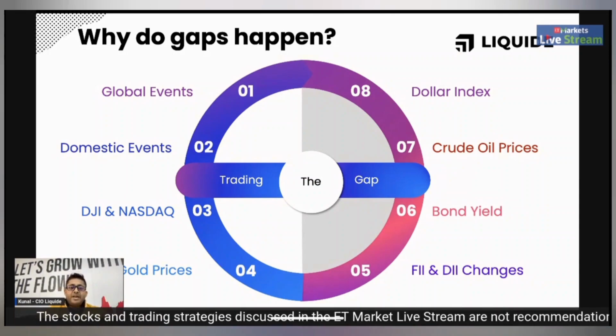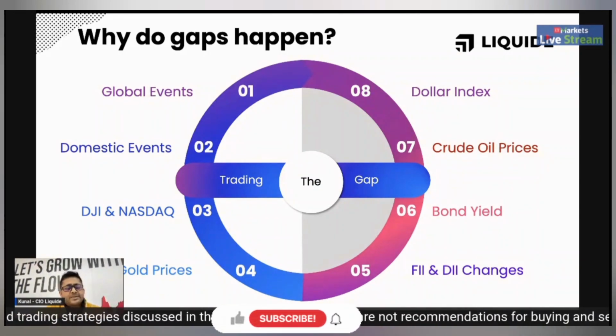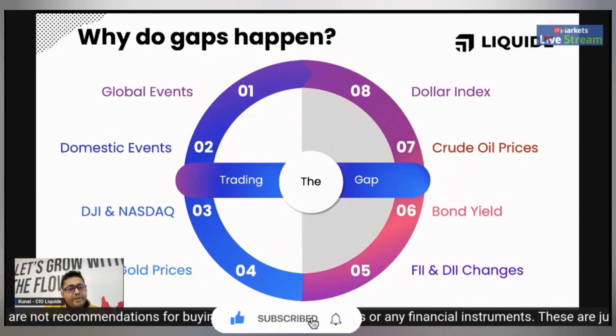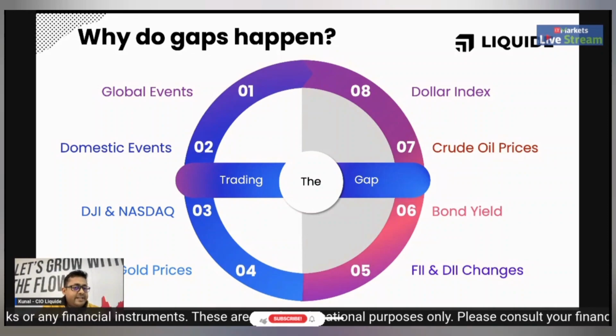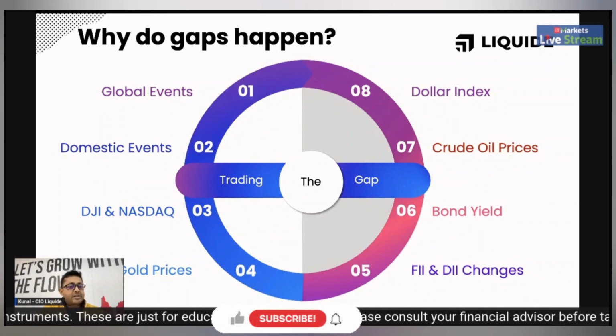So why does the gap happen? There are 7-8 things at the core of it. One is the global event. Think about it as the FOMC saying that there will be a 50 basis point hike or a 25 basis point hike. The US market will react to it, the Indian market will react to it, the entire global market will react to it, because this is a big global event.